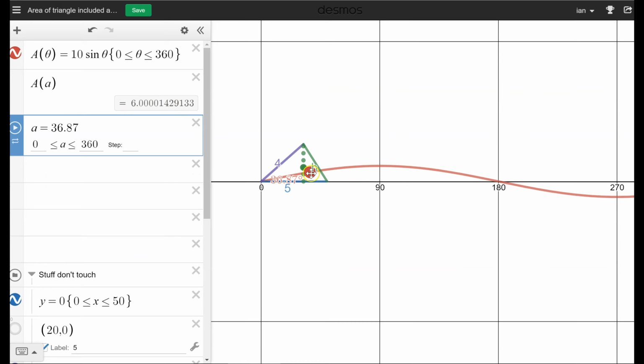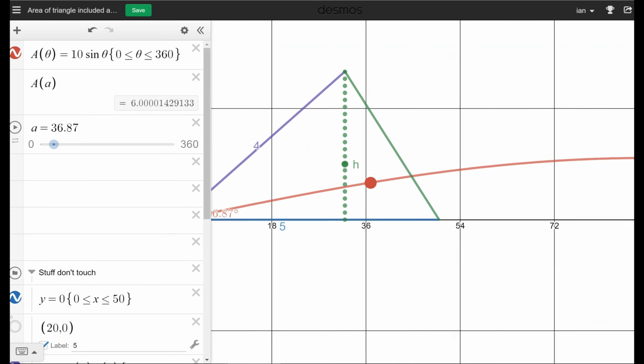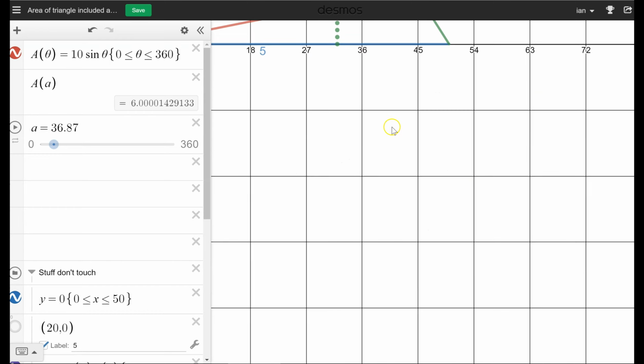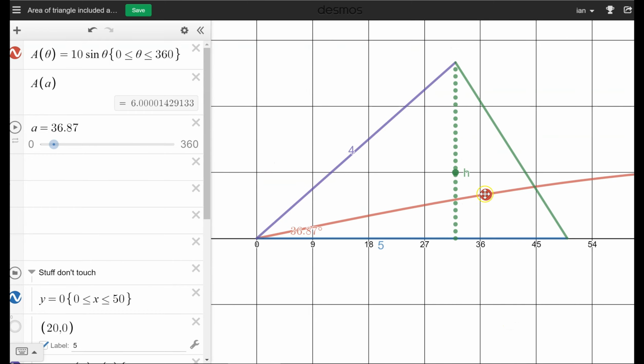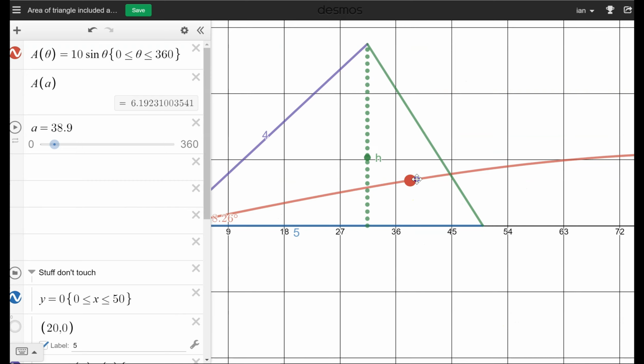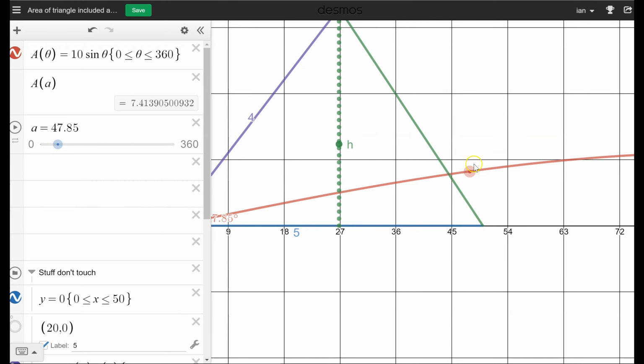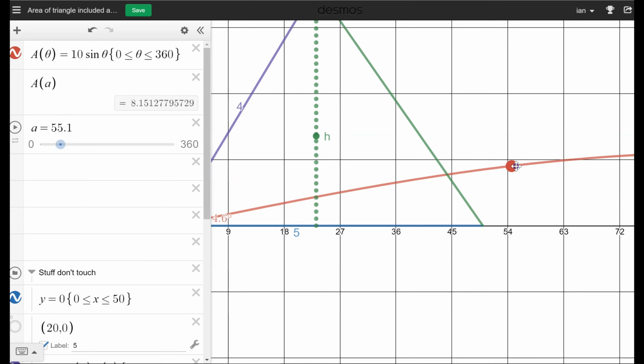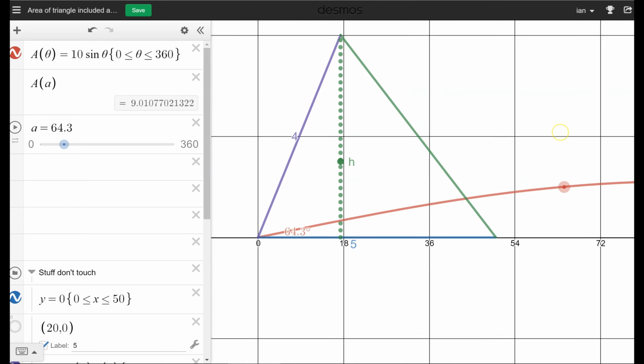So that's what's happening here. This is a height of 6. If we zoom in there, our height right here of our sine function is 6. That's what's happening. As we move along, the height of our sine is the y value, which is the area, as we go through. So there you have it.